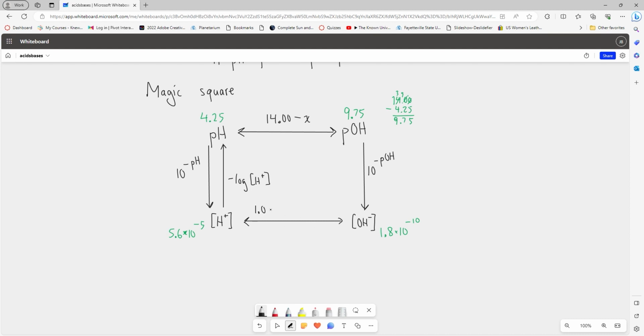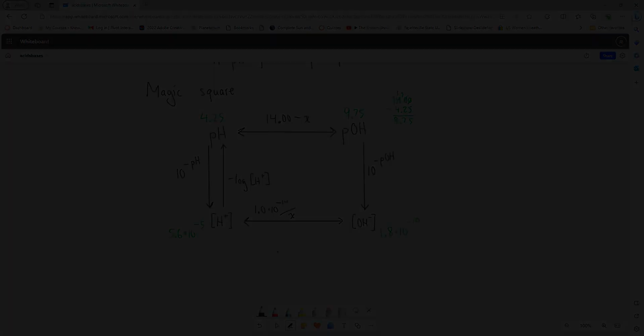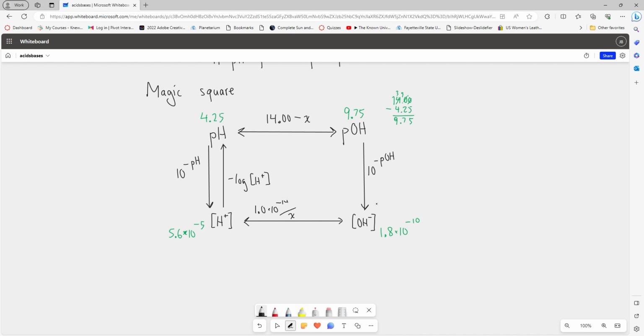To go between H plus and OH minus, it's 1.0 times 10 to the minus 14th divided by whichever of the two you know. I forgot to complete the square. We've got to go from OH minus back to pOH. And we do this the same way we do with the other side of it. It's the minus log of OH minus.